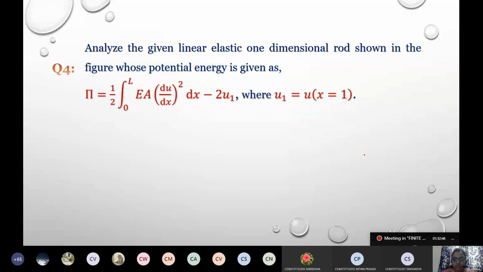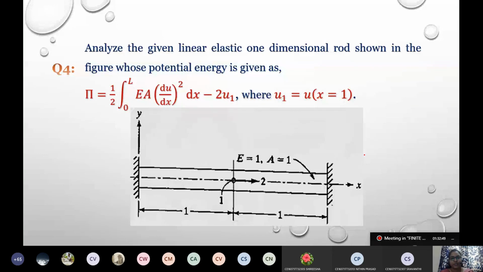Now we'll see what the one-dimensional rod is. Look at this. This is the one-dimensional rod we have, whose overall length, the L value, is 2, the given value of E is 1, area is 1. And here, this is the point where x is equal to 1. So at x is equal to 1, we have u1 happening.